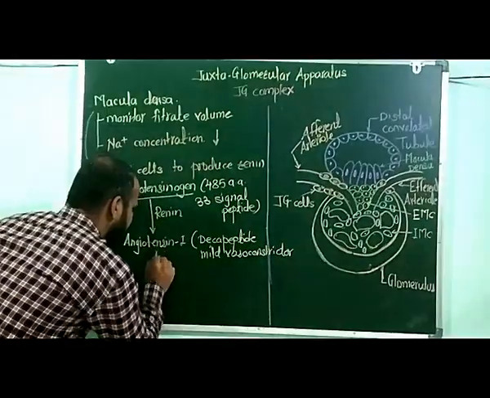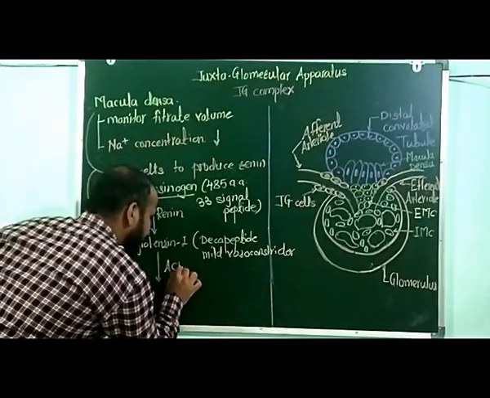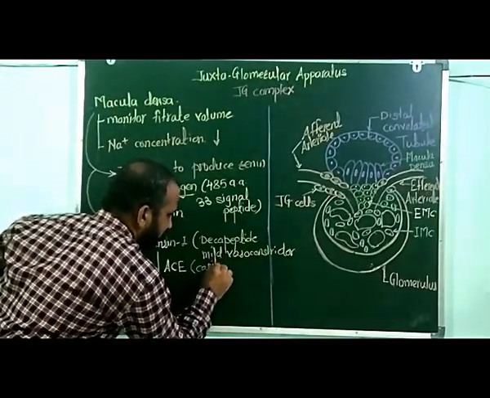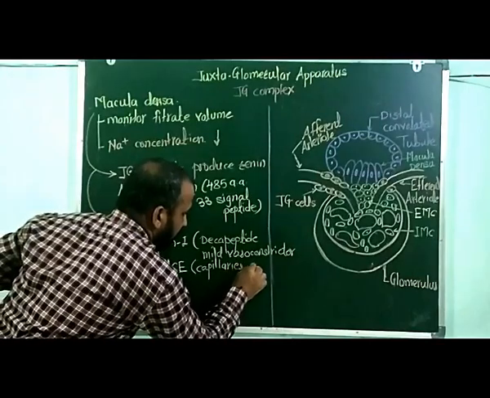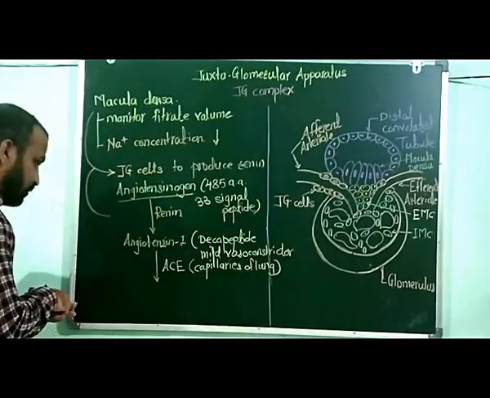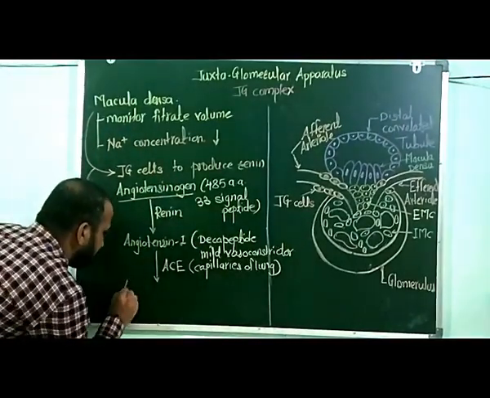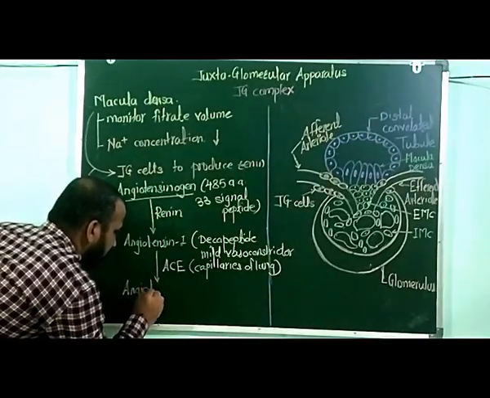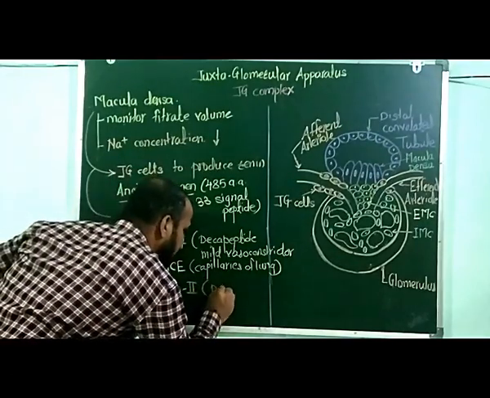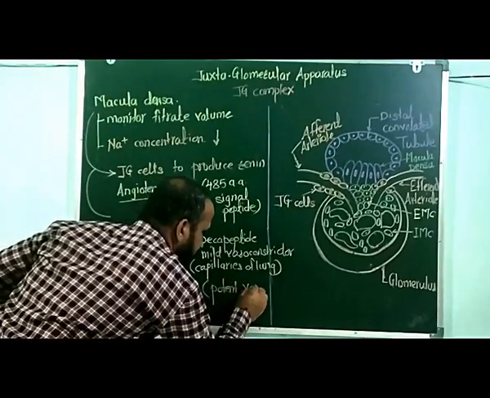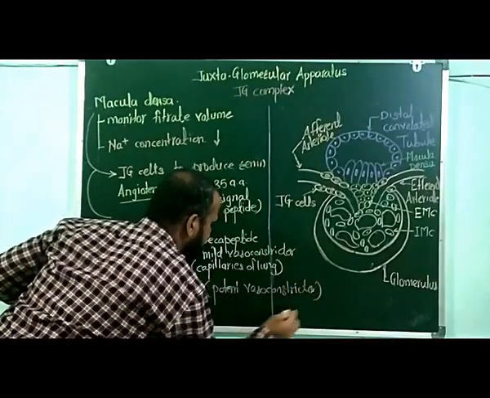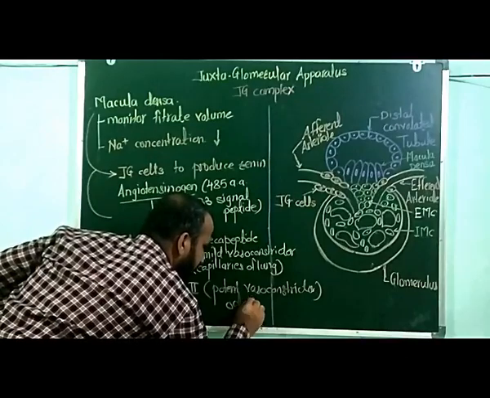Now, the second enzyme, which is called the angiotensin converting enzyme, which is mostly present in the capillaries of the lung, converts this angiotensin-I, which is a decapeptide, into angiotensin-II, which is a potent vasoconstrictor and it is an octapeptide.